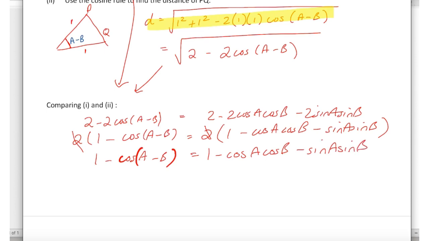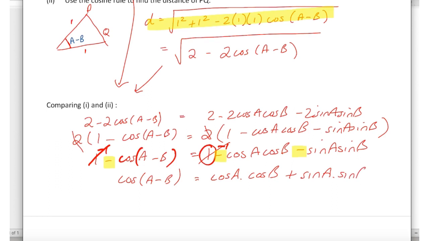And now I'm thinking if I get rid of this 1 here by taking 1 from each side, those ones are going to disappear. And I don't like the fact that they all have a negative out the front. So I'm going to essentially multiply through by -1 or rearrange them on each side. And I end up with cos(A - B) equals cos A times cos B plus sin A times the sine of B.